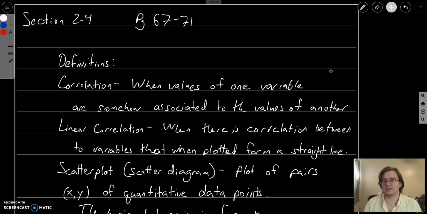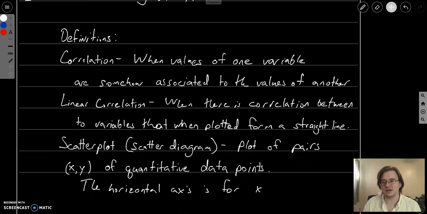Hello and welcome back. This section, section 2.4, will be all about correlation and how to see correlation in scatterplots. So to begin with, we should start with some definitions.